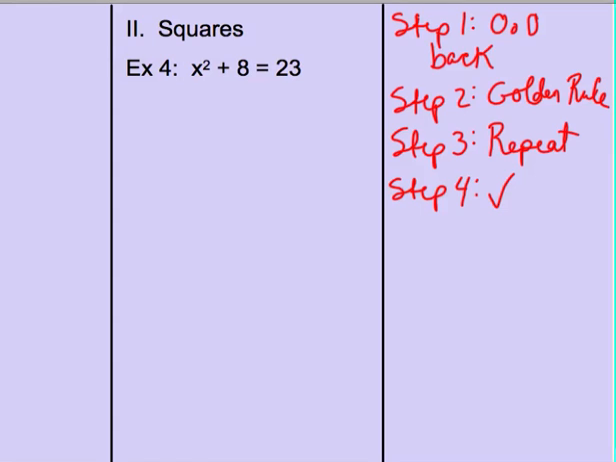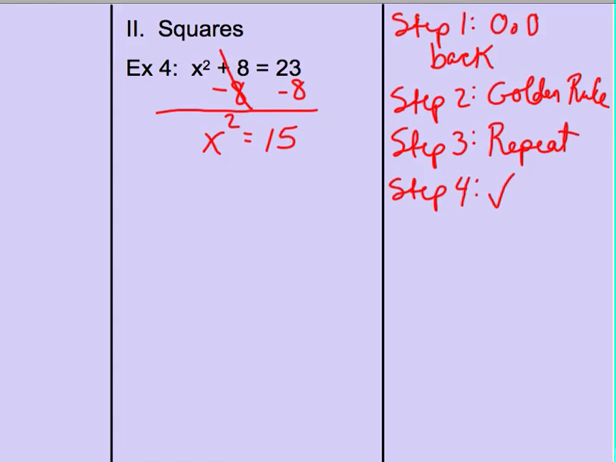Alright, so if I knew what x was, the first thing I would do is square it and then add 8. So I'm going to cancel my adding 8 by subtracting. Alright, so we're going to cancel the 8. Don't perform the operation on the side with the variable, leaving us with x squared. 23 minus 8 is 15.